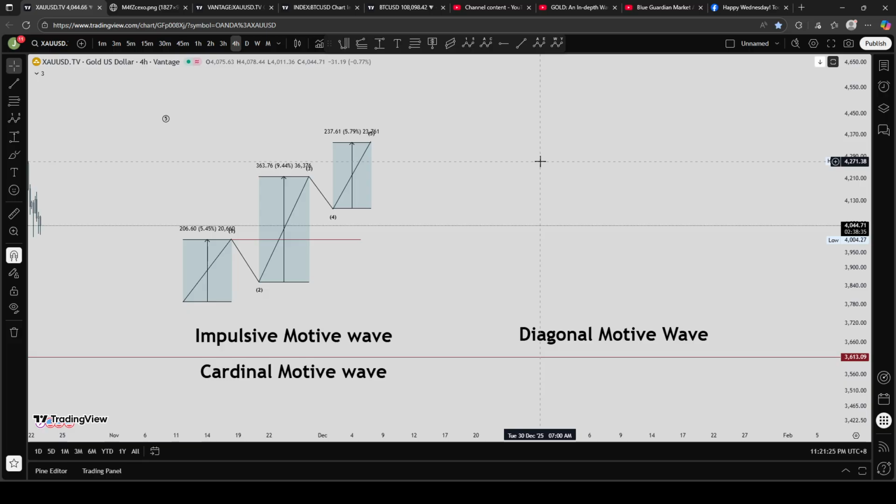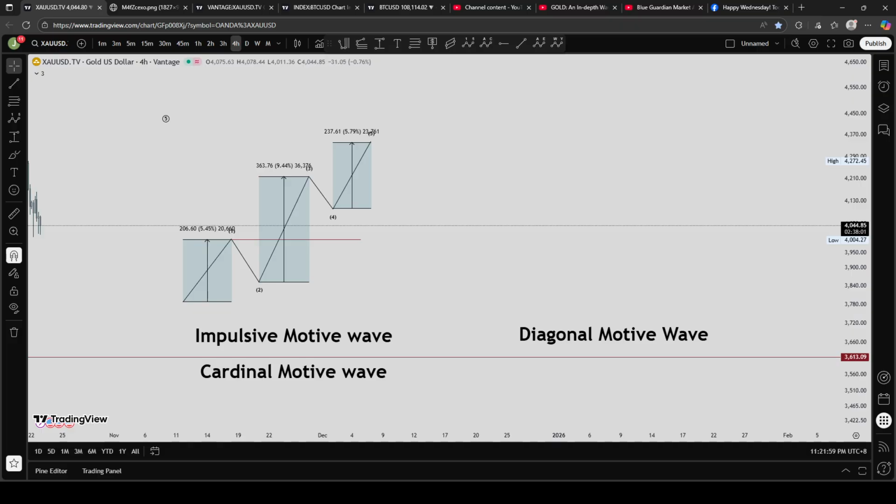According to the second cardinal rule of Elliott wave theory, wave 3 must not be the shortest. And in this case, wave 3 in this illustration is 9.44%, while wave 1 is 5.45%, and wave 5 is 5.79%. Therefore, this satisfies the second cardinal rule of Elliott wave theory, which is that wave 3 must not be the shortest.